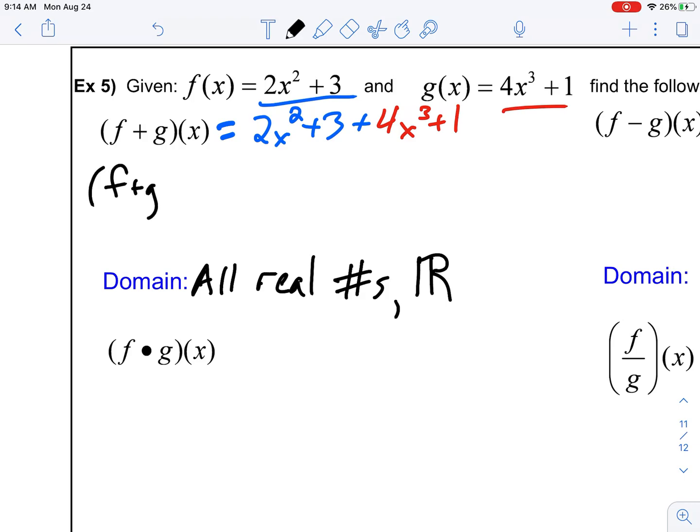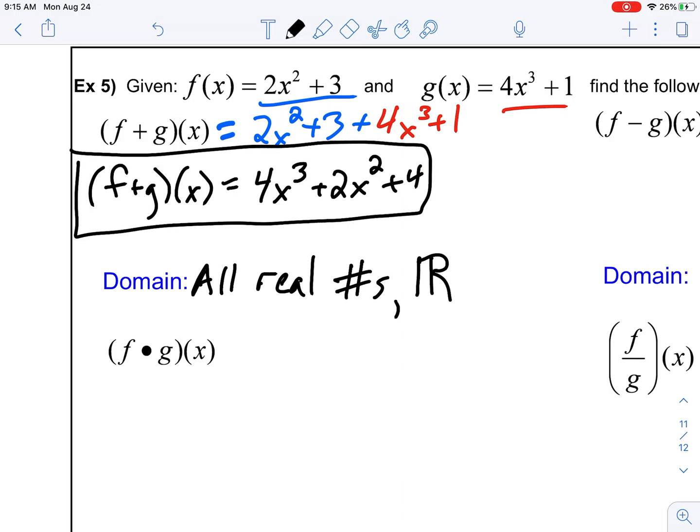And to complete this new function, f plus g of x, all I have to do is combine my like terms. Actually, sorry, I'm going to put the 4x cubed out front. I'm going to go in standard form, which is the exponents in decreasing order: 4x cubed, plus 2x squared, and then plus 4. All right. That is my composite function, right? Or I'm sorry, not my composite function. That is operations on my function.